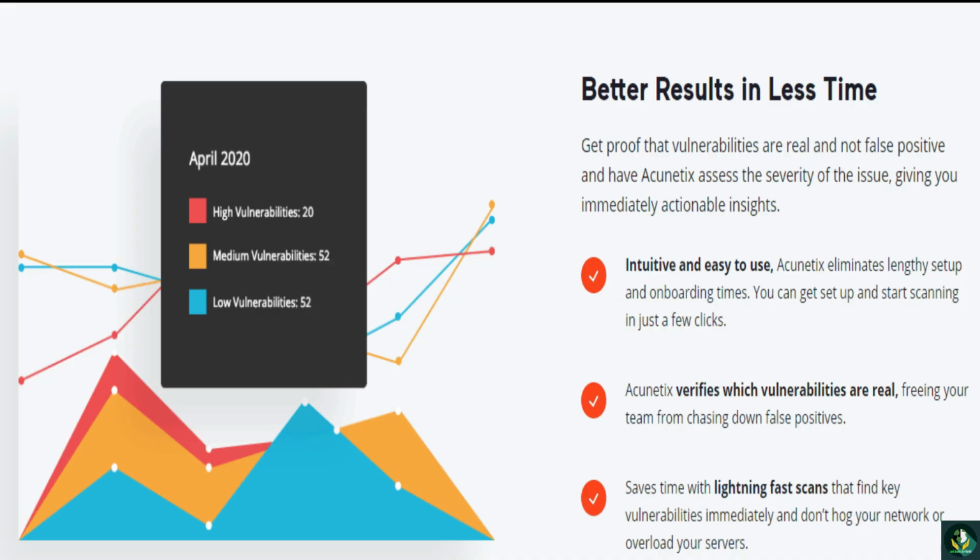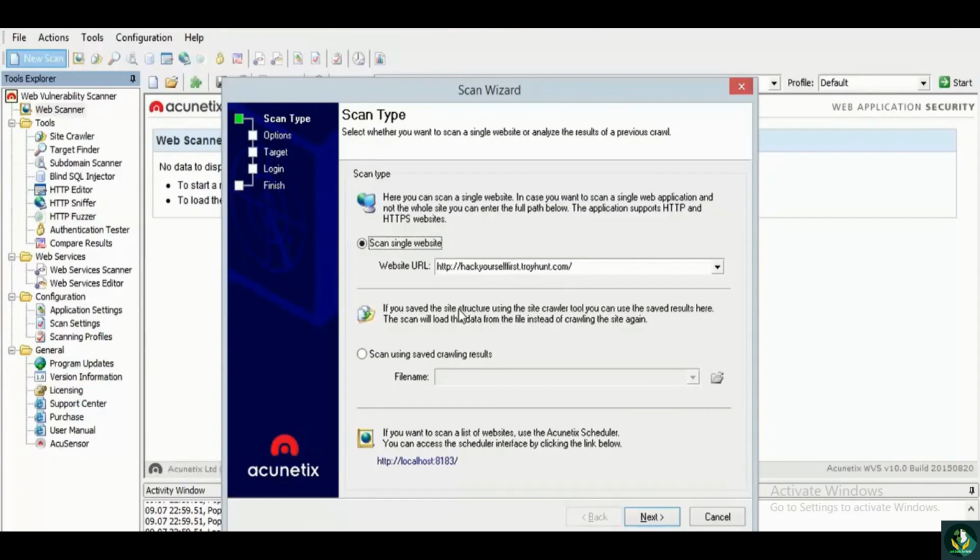So April 2020: high vulnerabilities, medium vulnerabilities and low vulnerabilities. It's a chart. So let's check Acunetix. This is the setup and scan wizard.